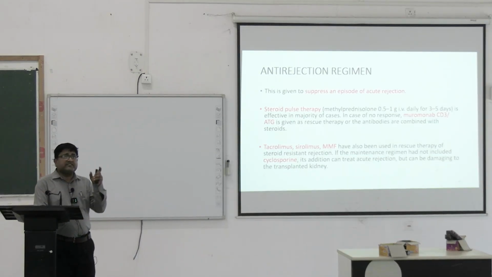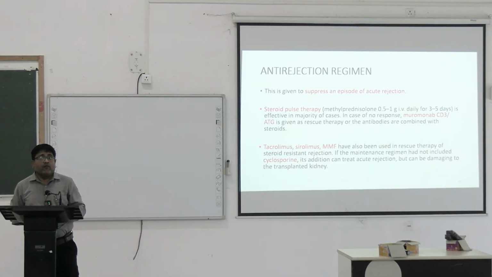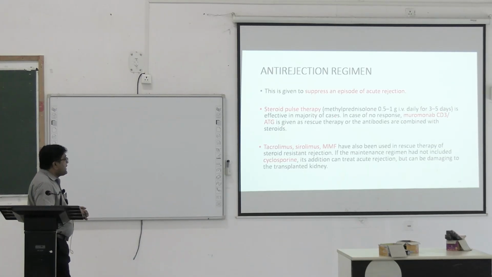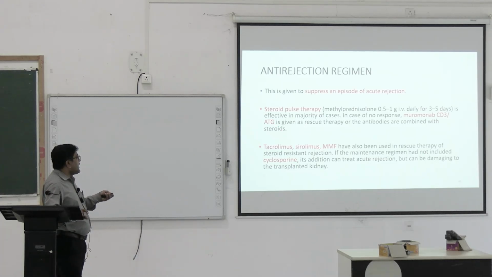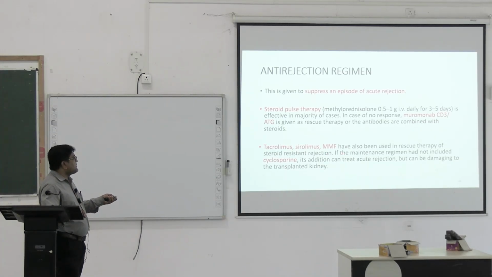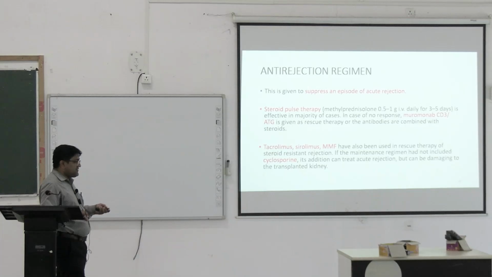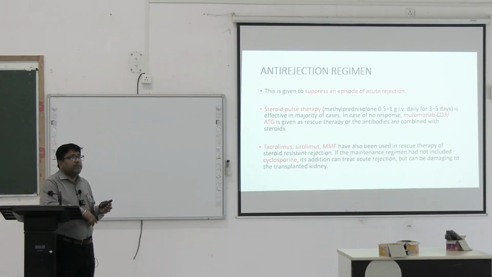Generally, steroid pulse therapy is preferred. Methylprednisolone 500 mg to 1 gram once daily for 3 to 5 days. It is effective in majority of the cases. In case of no response, muromonab CD3 or anti-thymocyte globulin can be used as rescue therapy, or it can be combined with the steroid. Tacrolimus, sirolimus and mycophenolate mofetil are also used as rescue therapy in steroid resistant cases. Cyclosporine can be helpful if it was not included in the maintenance regimen.